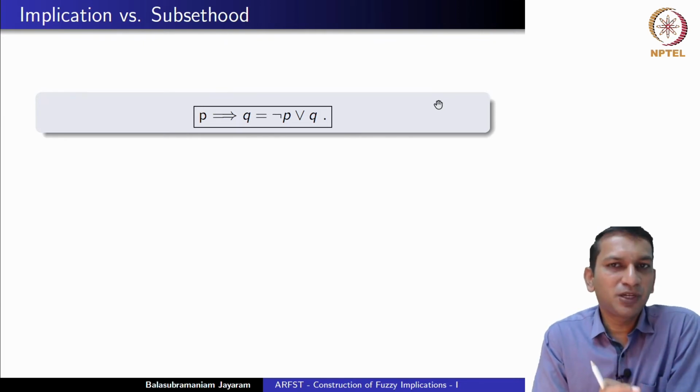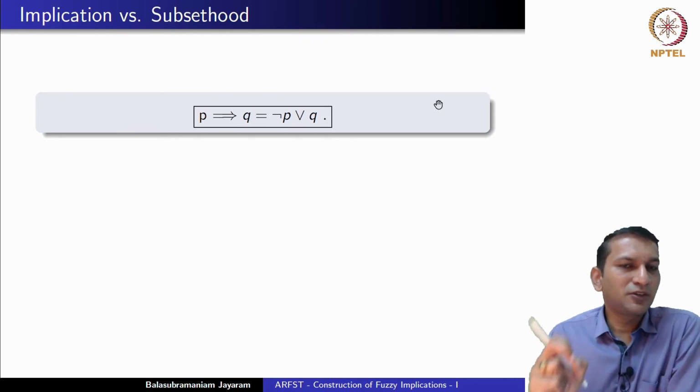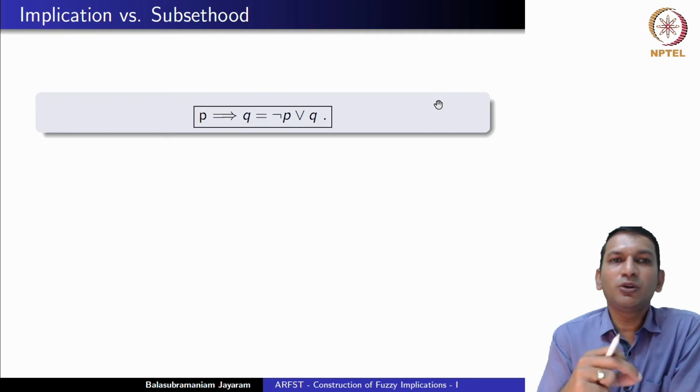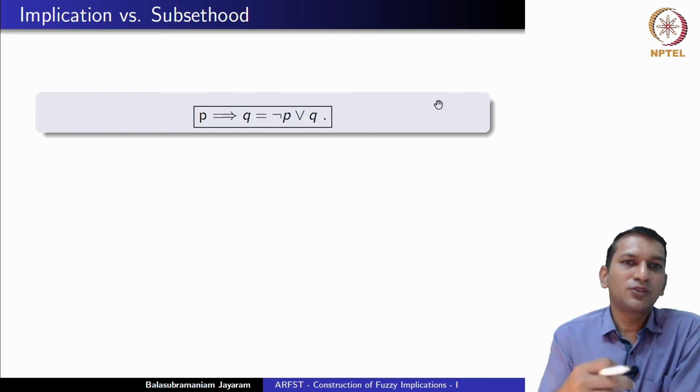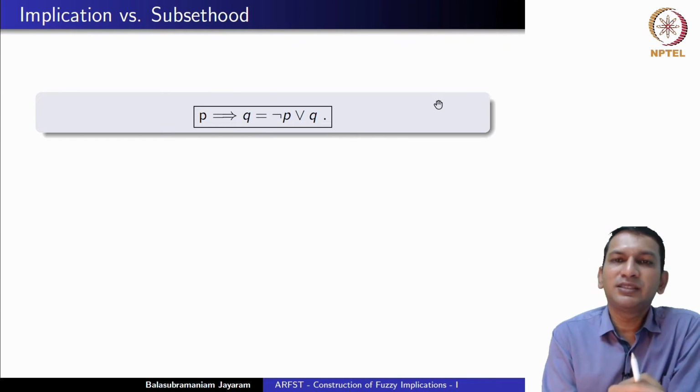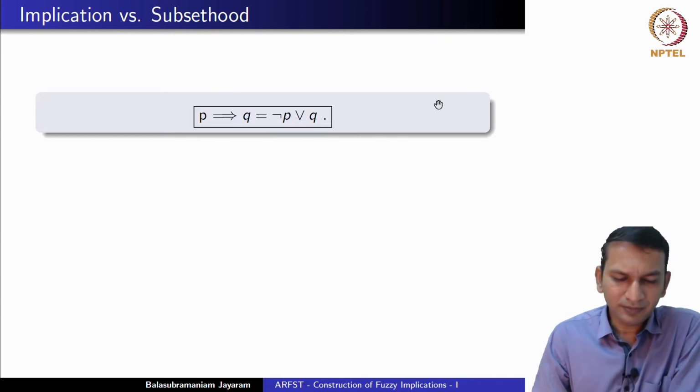Whereas in the case of subsethood, we want that A is a subset of B if and only if every X in A also belongs to B. It does not talk about when X does not belong to A. So if X does not belong to A, then it may well belong to B or not, and that's what this conditional is capturing extra.